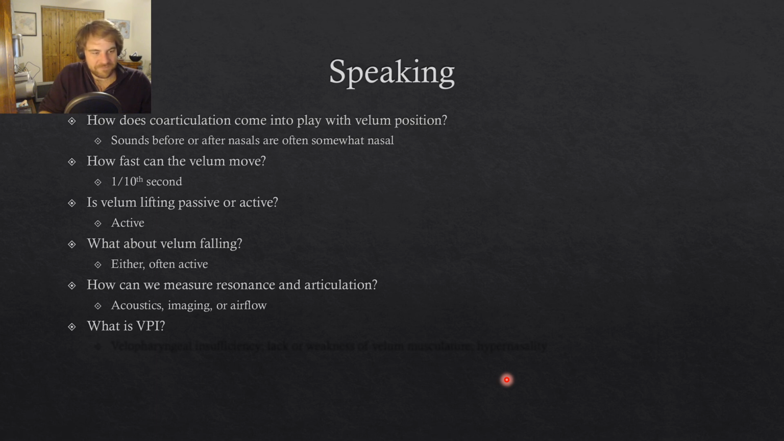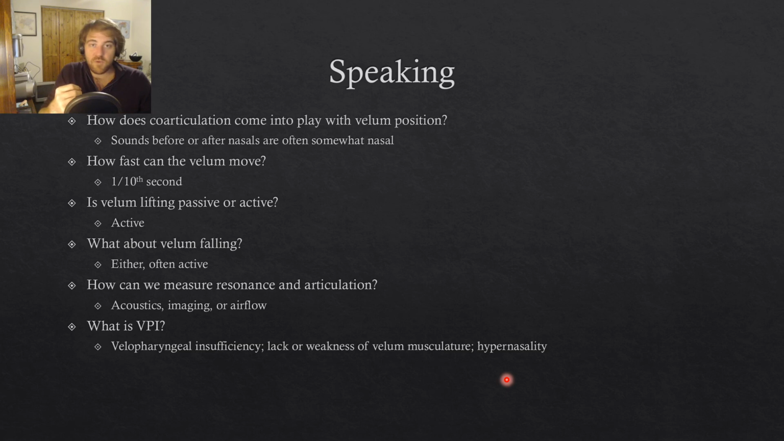Oh, man. Okay, what is VPI? What does it stand for? What does it mean? And how can you tell that somebody might have it? First, it stands for velopharyngeal insufficiency. It's a lack of or weakness of the velum musculature necessary to raise the velum to a fully closed position.